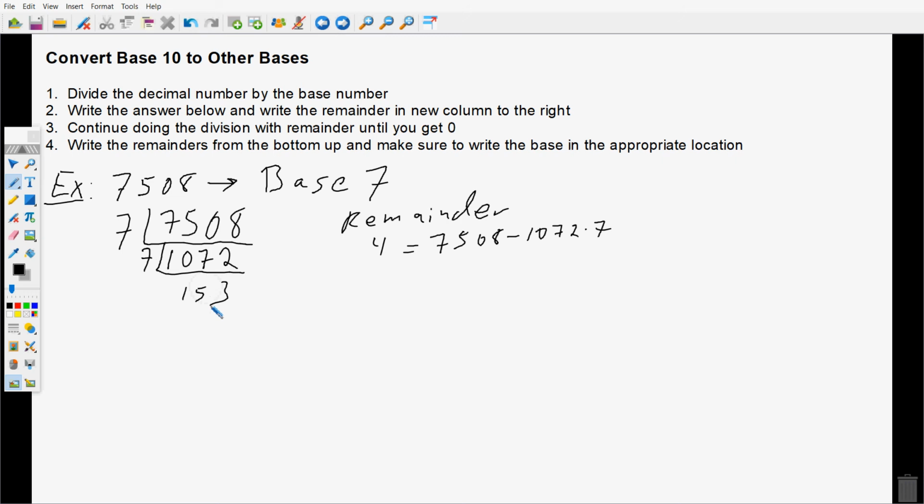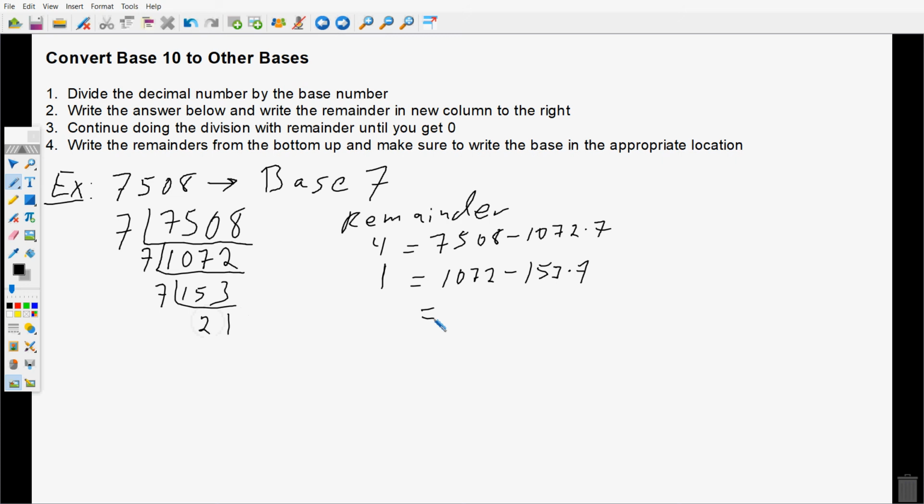Now, to get the remainder, I will take 1072 minus 153 times 7. That should give you 1. Come back to the division. Do 7 into 153. 7 goes into 153 21 times.